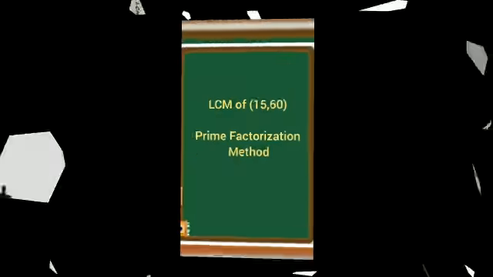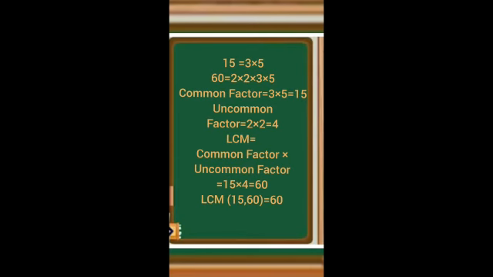Second example, find LCM of 15 and 60 using prime factorization method. Prime factorization of 15 is 3 into 5, and prime factorization of 60 is 2 into 2 into 3 into 5. Common factors between 15 and 60 are 3 into 5, answer is 15, and uncommon factors are 2 into 2, which is equal to 4. LCM is nothing but the product of common factors and uncommon factors. Common factors are 15 and uncommon factors are 4. Therefore 15 fours are 60. LCM of 15 and 60 is 60.